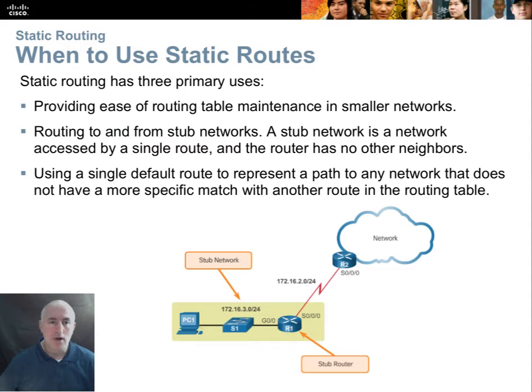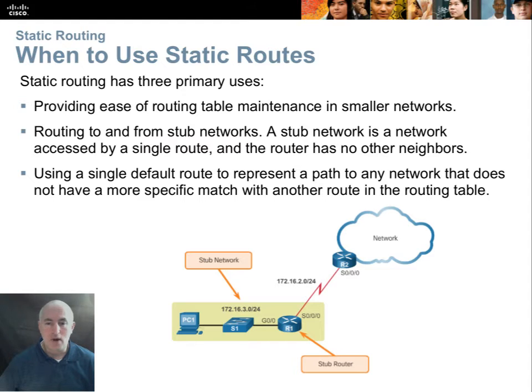Also, we use static routes quite frequently with stub networks. A stub network is kind of like a cul-de-sac if you're driving on a road. When you drive into a cul-de-sac, the only way out is to just turn around and drive back out the way you came. So a cul-de-sac in a network is called a stub network, and it has only one way in, and it's the same way back out.